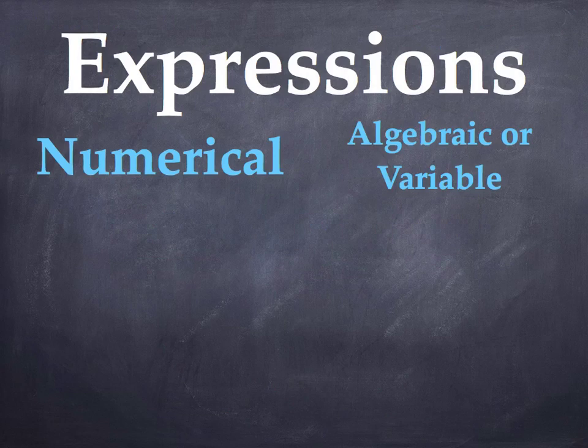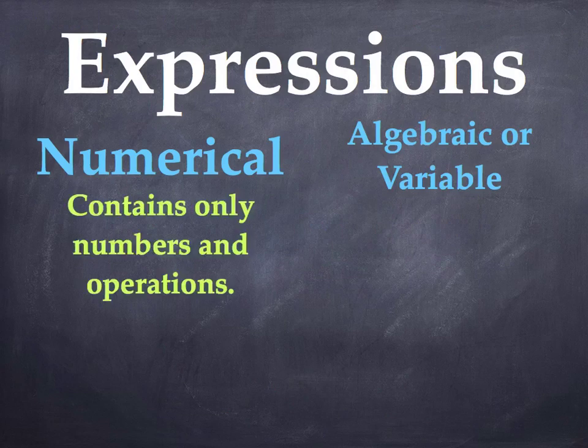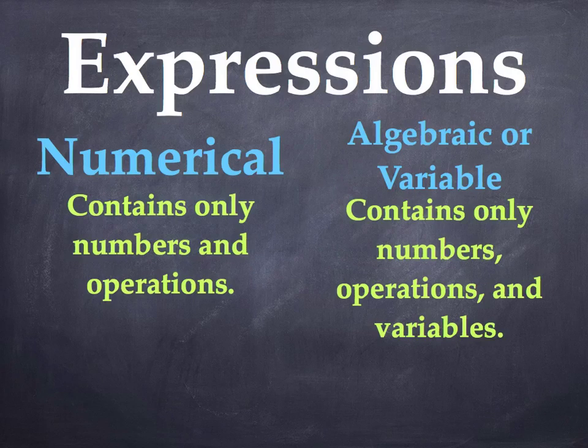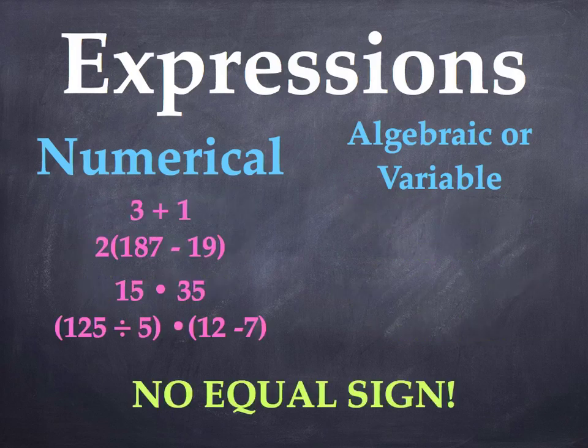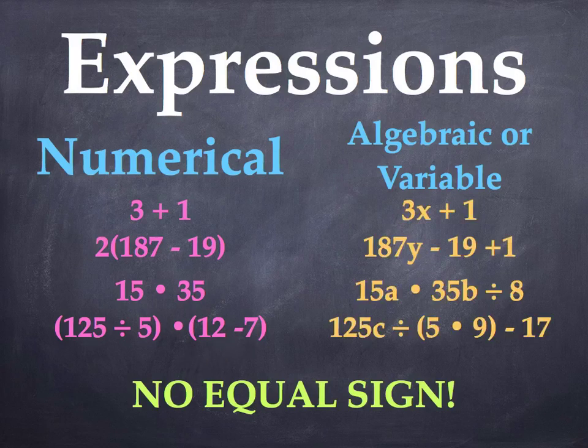In this video so far, you've seen nothing but expressions. Numerical expressions contain only numbers and operations. Algebraic or variable expressions contain only numbers, operations, and variables. Here's some examples of numerical expressions. And here's some examples of algebraic or variable expressions. Notice for both type of examples, there is not going to be an equal sign.